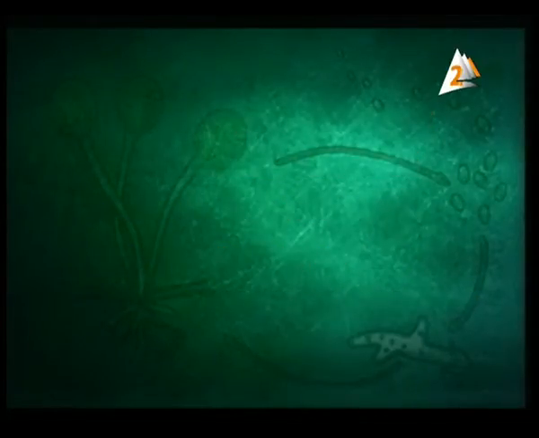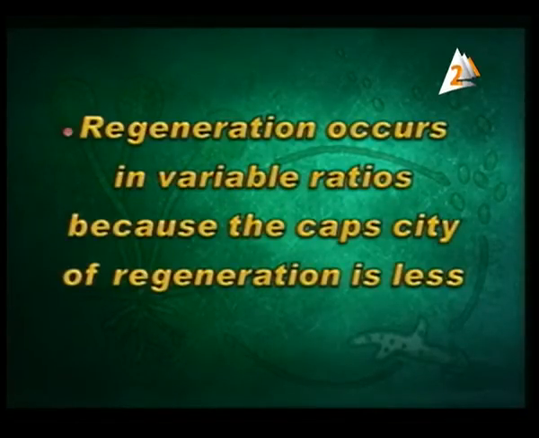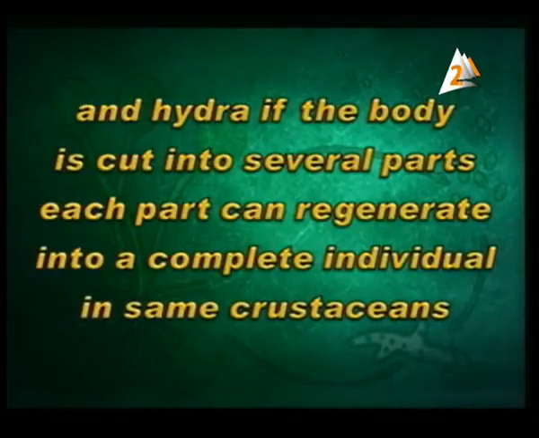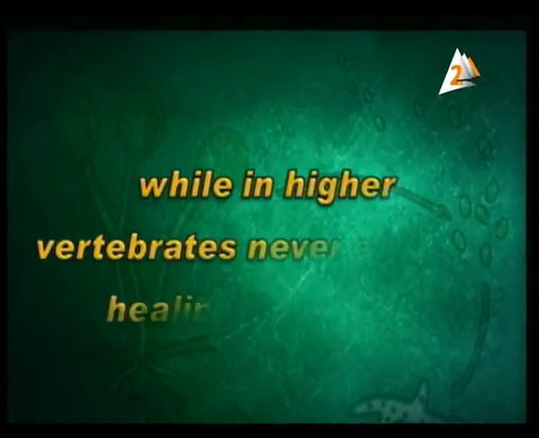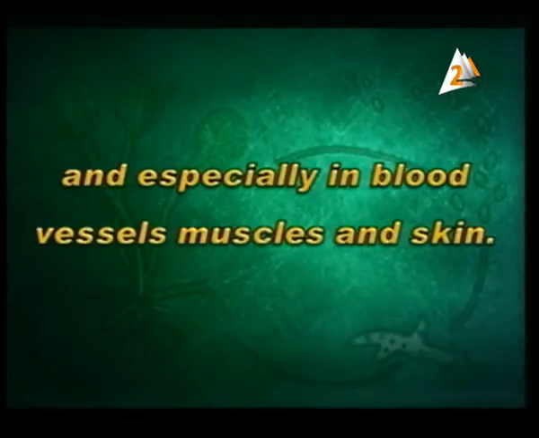Next, why does regeneration occur in variable ratios? Regeneration occurs in variable ratios because the capacity of regeneration decreases with the development of the organism. In some animals, such as sponges and hydra, if the body is cut into several parts, each part can regenerate into a complete individual. In some crustaceans and amphibians, regeneration is restricted to regeneration of their lost parts, while in higher vertebrates it never exceeds the healing of wounds, especially in blood vessels, muscles, and skin.